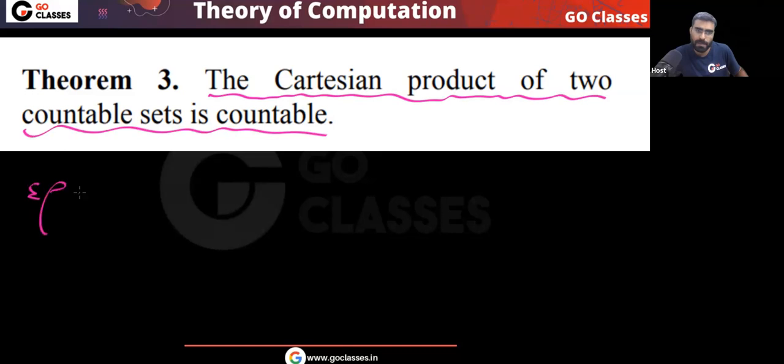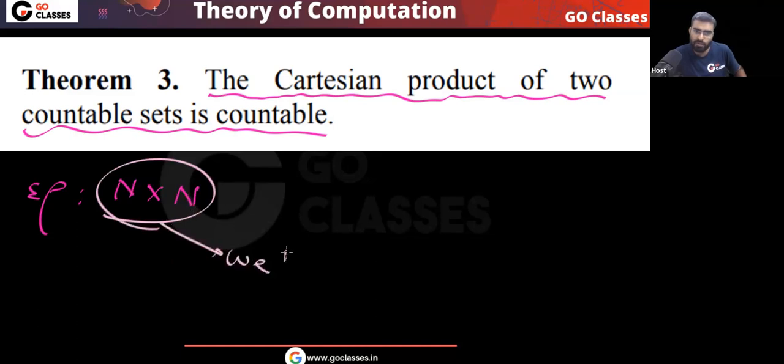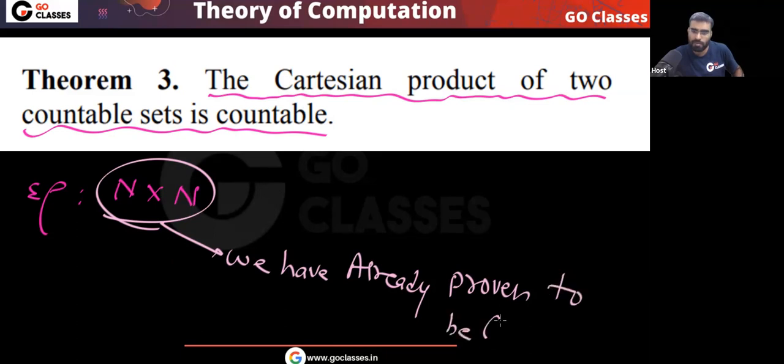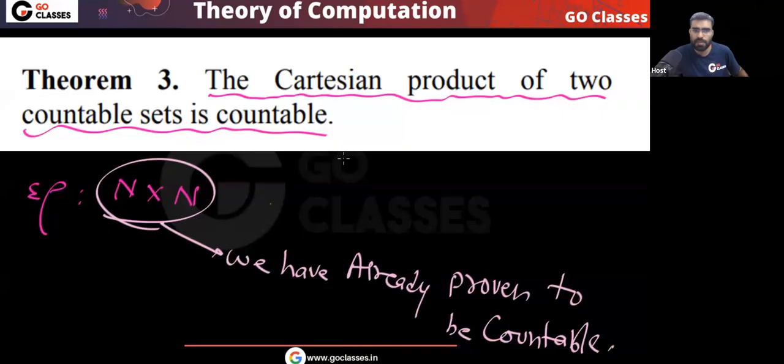For example, N cross N. We have already proven that this is countable, right? Agree? Yes or no? So this is what we are saying: the Cartesian product of countable sets is countable. How to prove? See, the proof is very simple. Let's prove it.